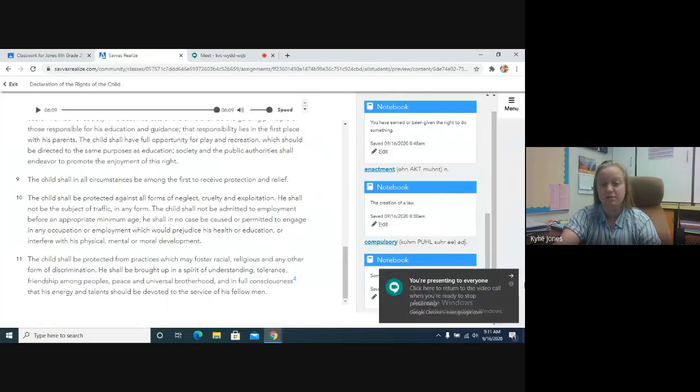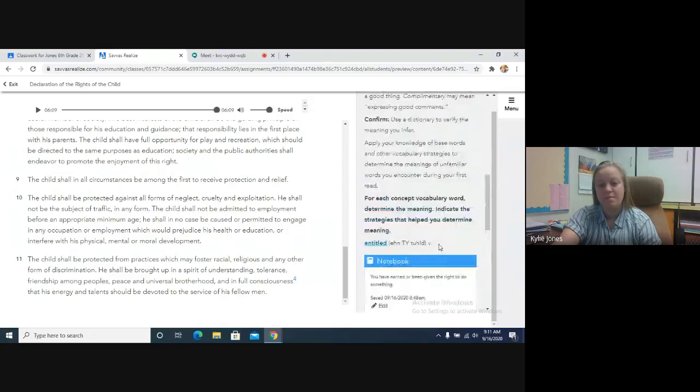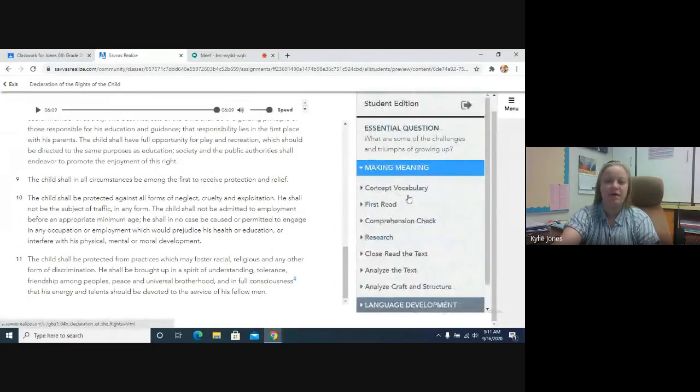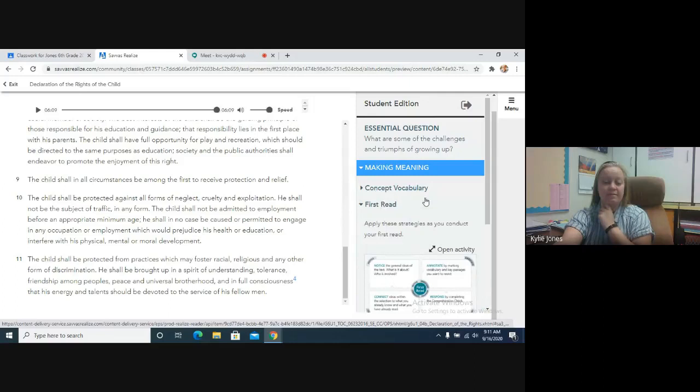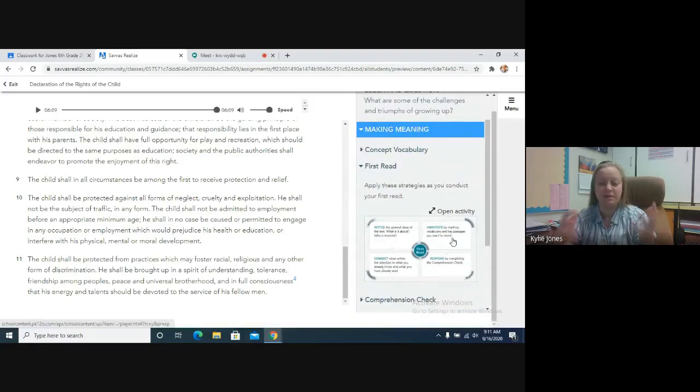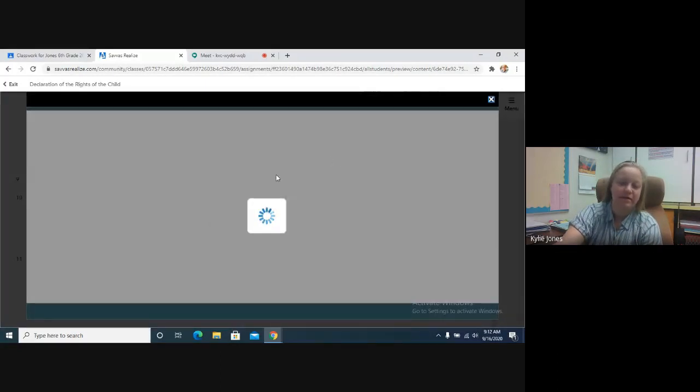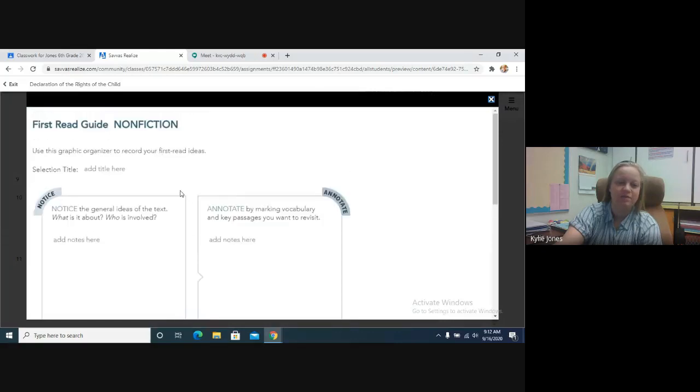So, let's go ahead and do that first read part. I'm going to close the concept vocabulary. Under making meaning, we have the first read section. We're going to do that part. When you open it up, it's a little activity, and you can click on that activity to open it up. Okay. So making meaning, first read, open activity. Click on that, and you get a nice little chart to type into.